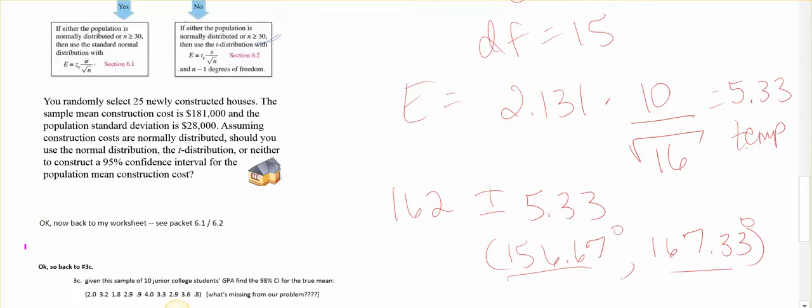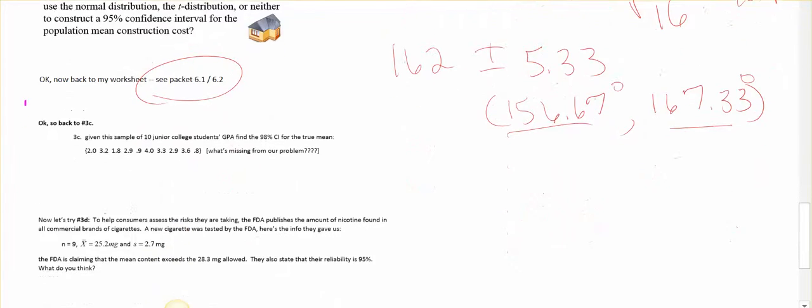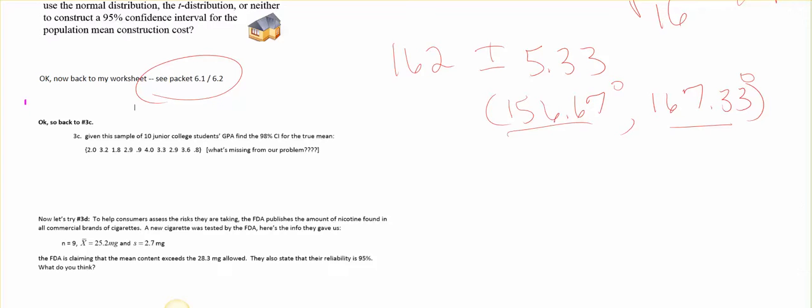Okay. Now, I've pulled up the rest of the worksheet from the packet 6.1 and 6.2 to run through a couple more examples. So if you look at 3C, it says I was given a sample of 10 junior colleges to find a 98% confidence interval for the true mean. I need to assume normal distribution here in order to work this problem.